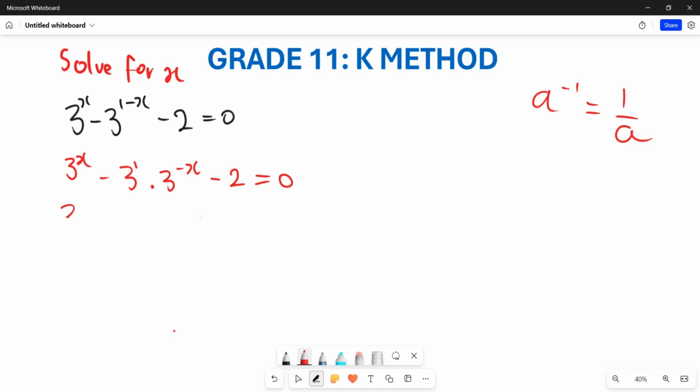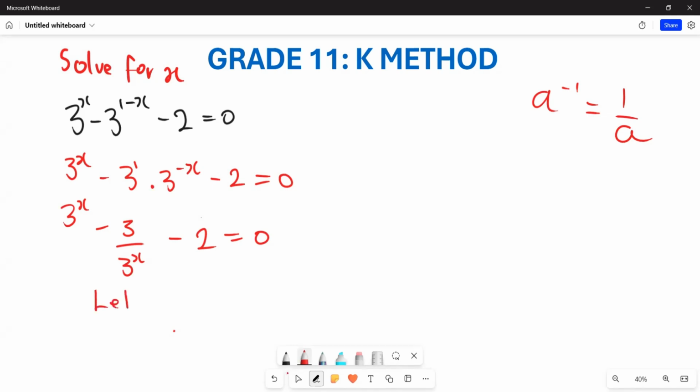So the same rule. This is going to be the same as 3 to the power of x. Subtract, you are having your 3 here. Now you're going to write the 3 to the power of -x in your denominator. So this is going to be over 3 to the power of x, subtract your 2 is equal to 0. Okay, now you are having your value of x as positive.